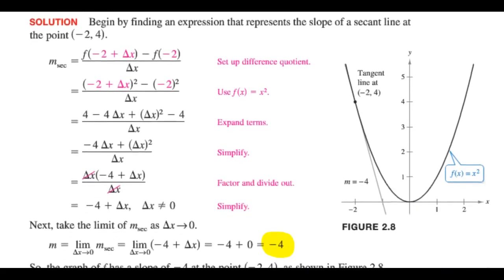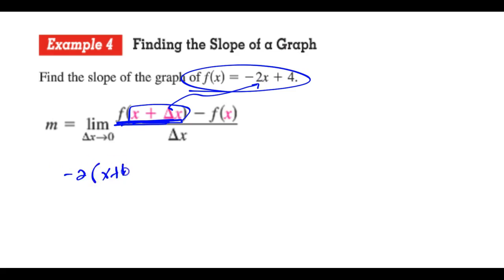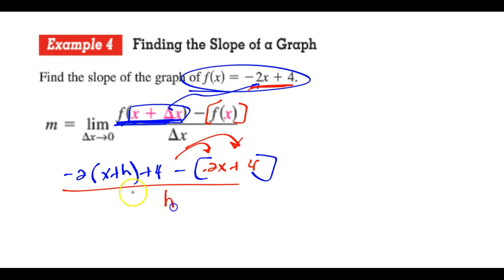And again, here's how the author worked it out, but they get the same answer. I like using the h's because it's a little bit less confusing. Delta x looks cumbersome. So this one says find the slope of this graph. Well, let's try this limit process again. Every time, go to the f function, but don't plug in x, plug this in right here. So -2 times x plus h, instead of delta x, plus 4, minus the function. Again, I like to put parentheses around that so we don't forget to distribute this negative sign. So the function is -2x plus 4, all divided by h, and don't forget, like some students do, to evaluate the limit by letting h be 0.